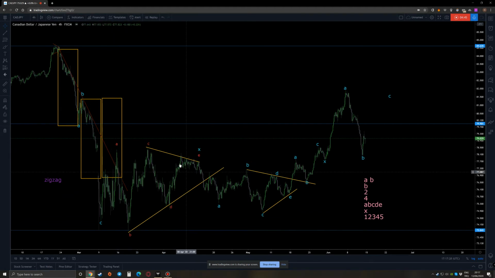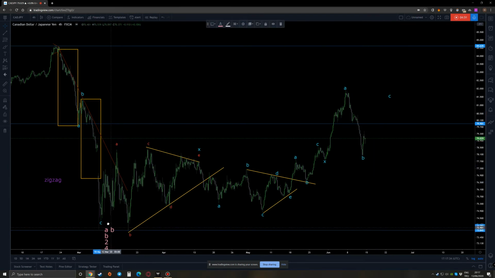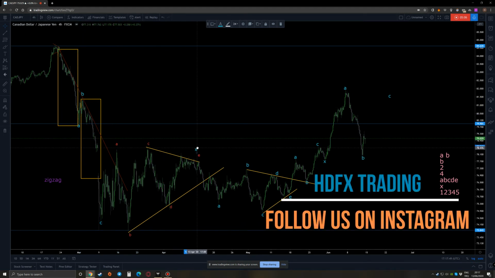As you can see in this arrangement, it did not. So it means whatever I have here is not a simple correction, but a complex one. It means we need an X wave from the same degree. Which degree I'm talking about? The blue one, A, B, C, and now we need an X wave.